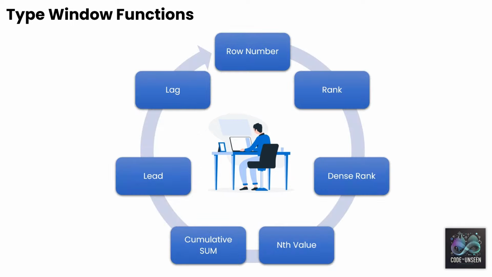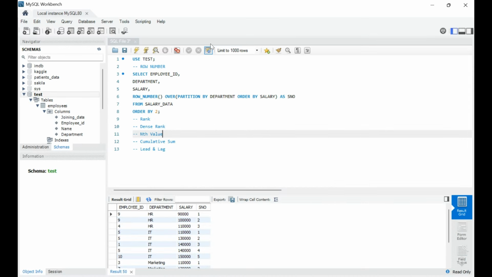There are different types of window functions which are mentioned on the screen. Let's pick them one by one and learn while coding. So let's start with row number.